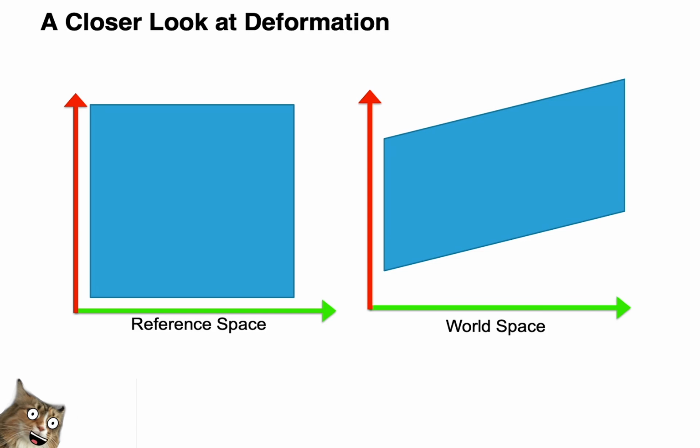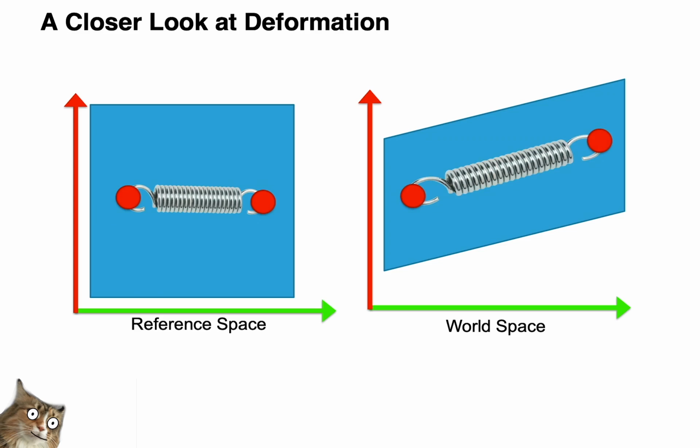Let's choose two arbitrary points on the reference configuration and connect them with a spring. Now we can look at the deformed block in the world space and see how this spring has deformed. Remember, these points were chosen arbitrarily. Choosing two other points gives us a different spring. It's like this whole block of material is filled with infinite springs moving in all directions.